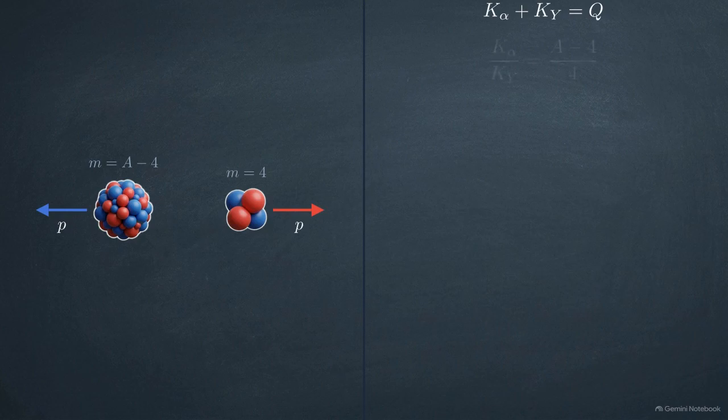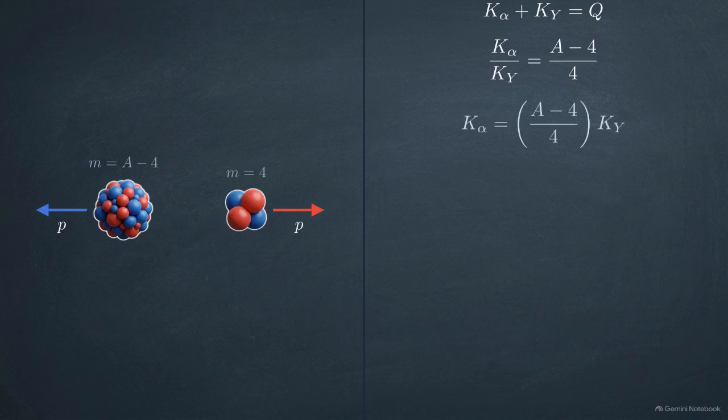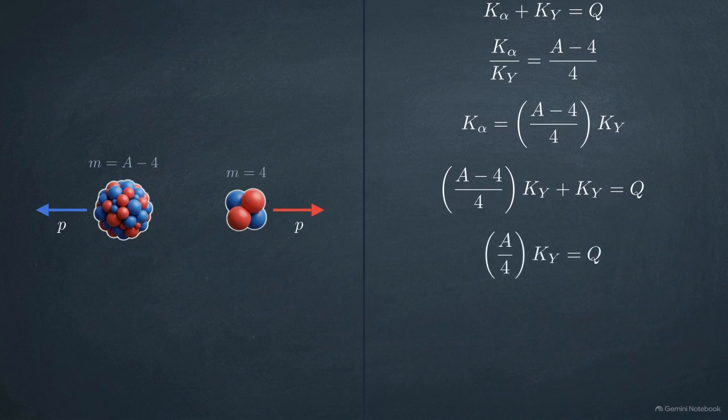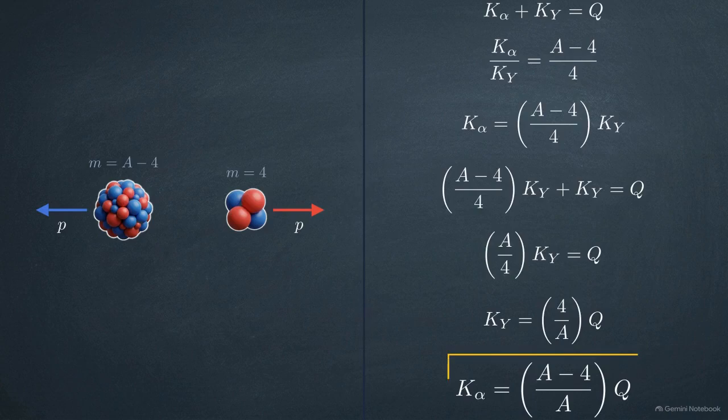Solving for the alpha particle's energy relative to the daughter, we find that K-alpha equals A-4 divided by 4 times K-daughter. By plugging this into our energy equation and finding a common denominator of 4, the numerator simplifies to A, leaving A over 4 times K-daughter equals Q. Isolating K-daughter as 4 over A times Q and substituting it back into our ratio gives us the final result. The alpha particle's kinetic energy is exactly A-4 divided by A times Q.